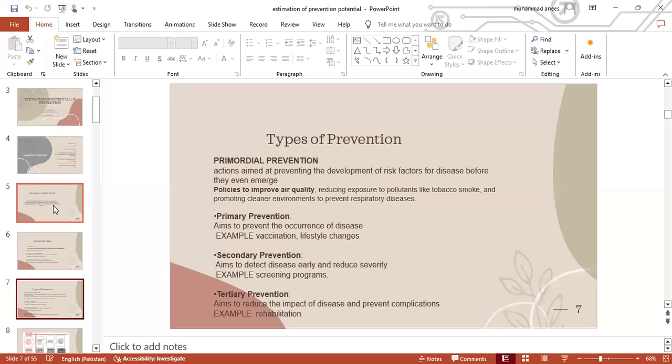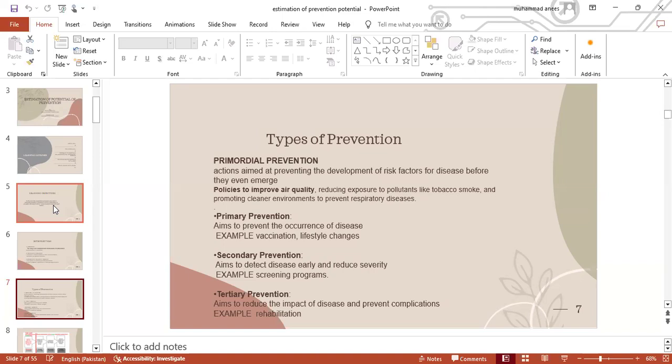We're going to have a brief overview of types of prevention. Primordial prevention: these are the actions that are aimed at preventing the development of risk factors for disease before they even emerge. Examples include policies to improve the air quality, reducing exposure to pollutants like tobacco smoke, and promoting cleaner environments to prevent respiratory diseases.